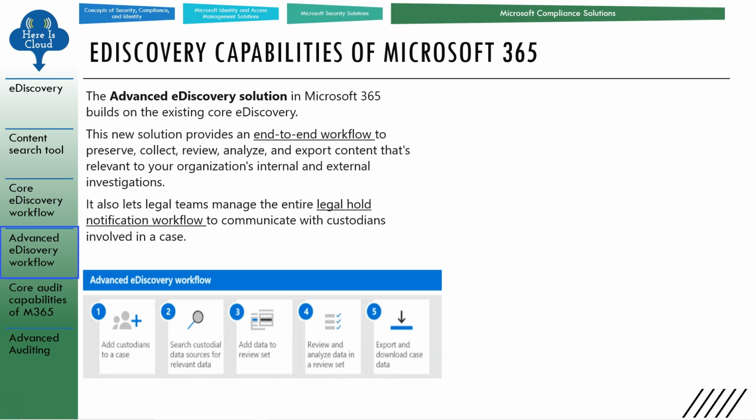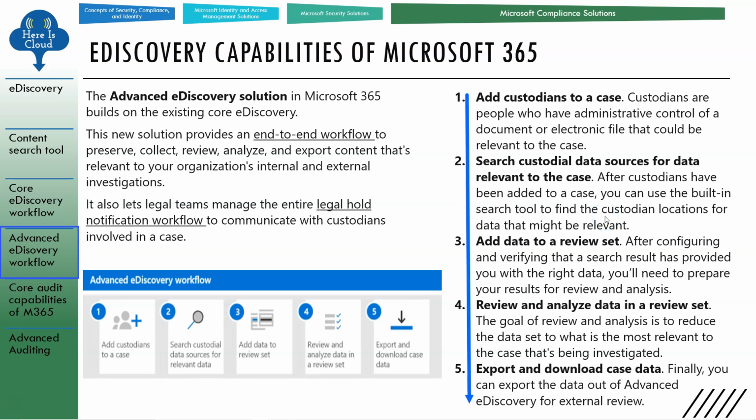And the workflow has 5 steps. You start with adding a custodian to the case. Custodians are people who have administration control of the document or electronic files. Then you search custodial data sources for relevant data, and then add data to a review set, and then review and analyze data in the review set, and then finally export the data and download the case data. So that is the workflow for advanced eDiscovery.